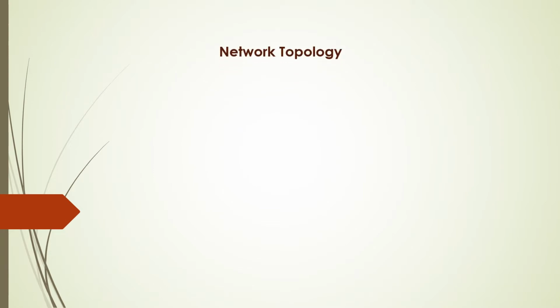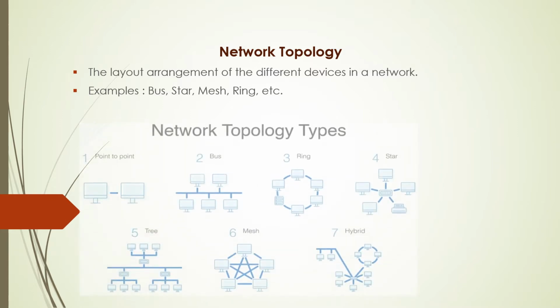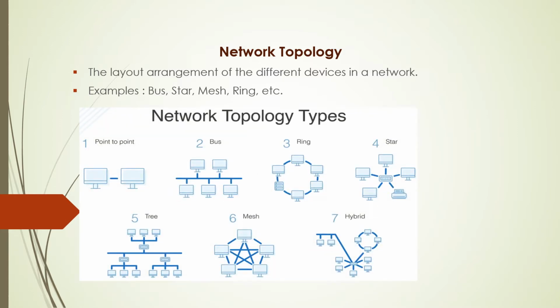So what is a network topology? Network topology is a layout arrangement of the different devices which are available in a network. It may be bus or star, mesh, ring, etc. These are a few examples of network topology types. As you can see, number 1, point to point, followed by bus, ring, star, tree, mesh, hybrid, etc.